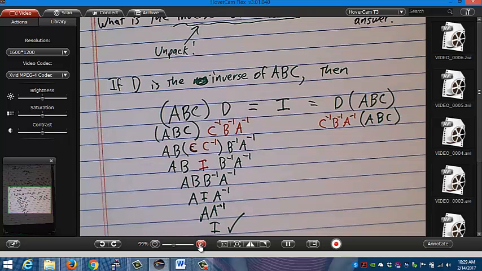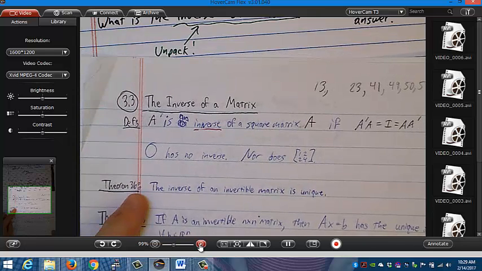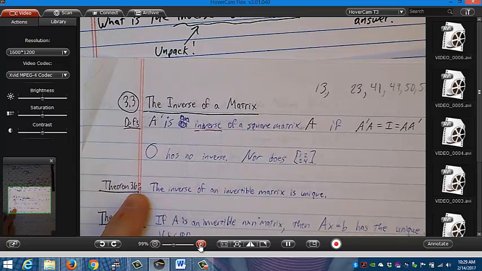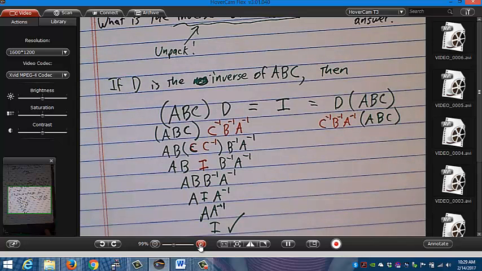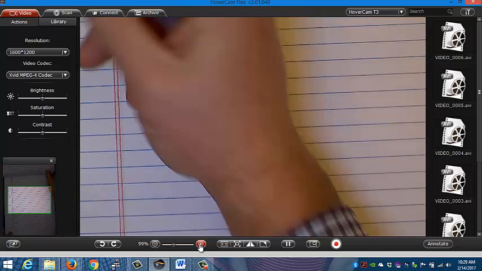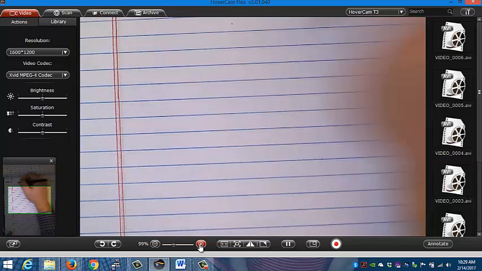Okay? So there are some other properties that are proved. Theorem 3.6. The inverse of an invertible matrix is unique. Let's prove it. So, how do you prove that something is unique? Well, usually what you do is you do what's called a proof by contradiction.